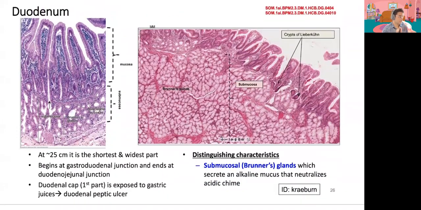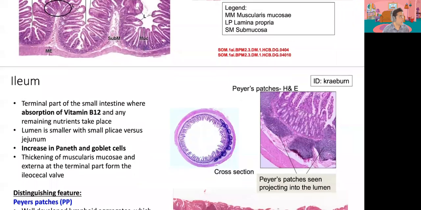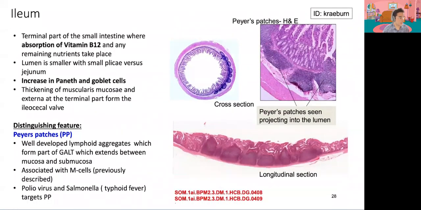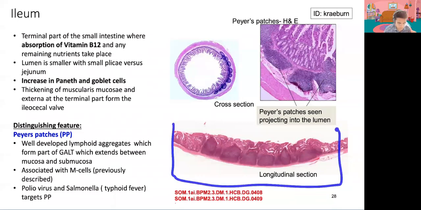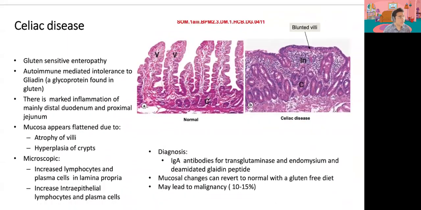Okay, duodenum. If you see Brunner's glands, please put duodenum. You're going to make me very sad if you miss this question, because a lot of people miss it, and they could have gotten a couple of easy points. Jejunum: plica circularis, long prominent villi, they love that. And then the ileum: Peyer's patches. Whenever you see Peyer's patches, ileum. They literally gave us this picture, that's all you need to know. You're in the ileal region.